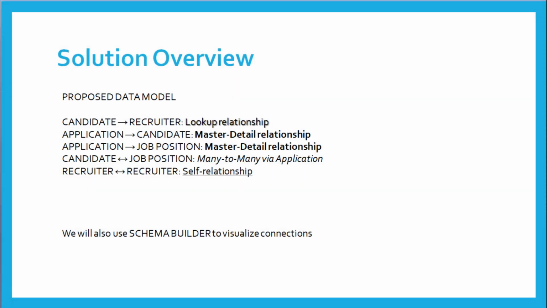Here's how we design our data model for the Dano recruitment app. Candidates with recruiters, it's a lookup relationship. Application to candidates, master detail relationship. Application to job position, it's also a master detail relationship. Candidates and job position, many-to-many relationship through the application object. And last one is recruiters, recruiter self relationship.